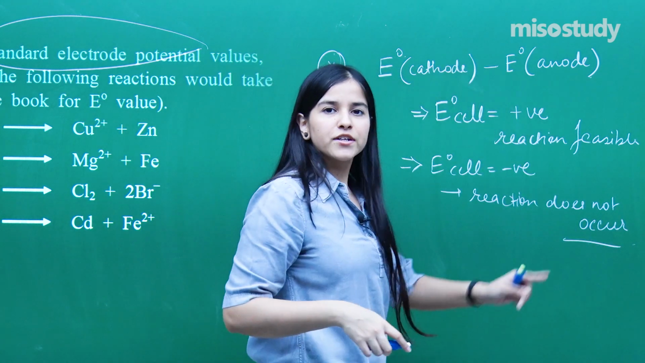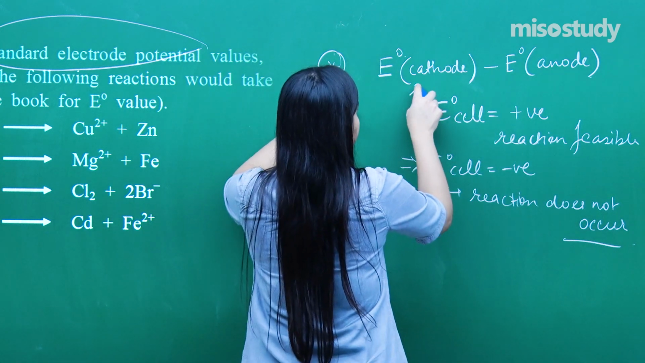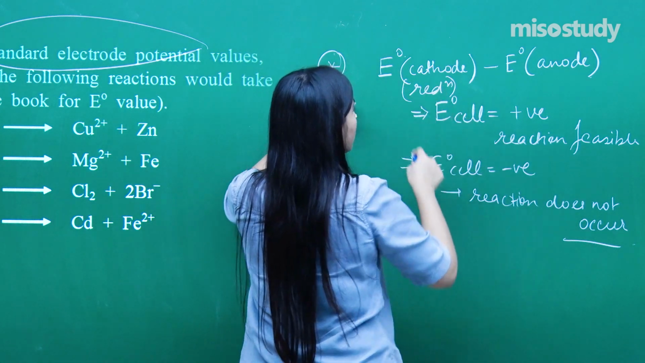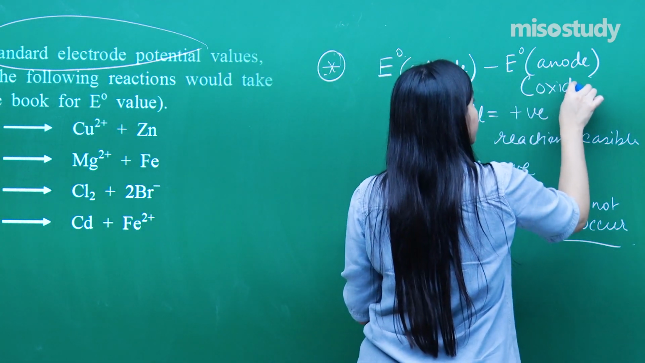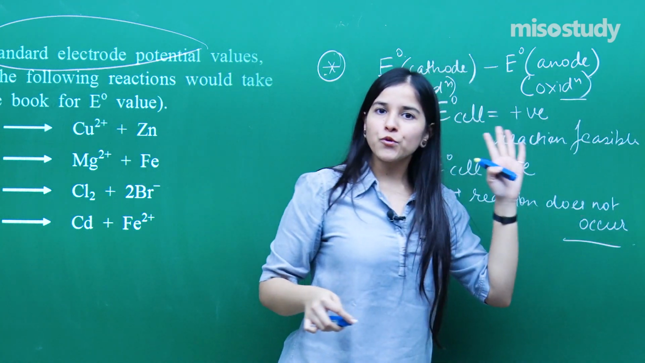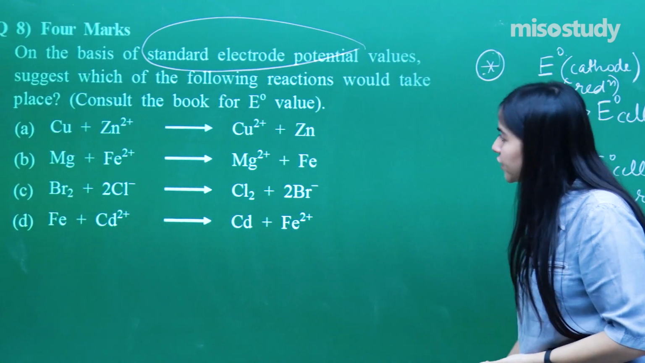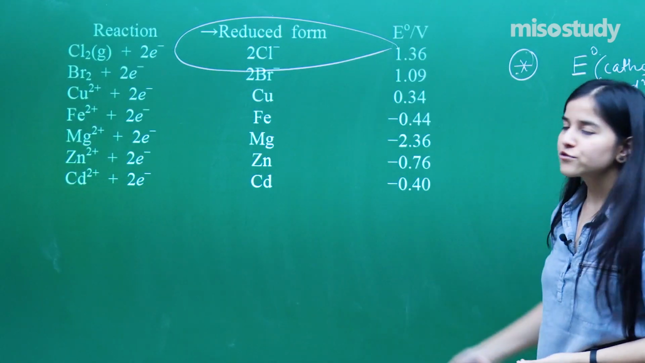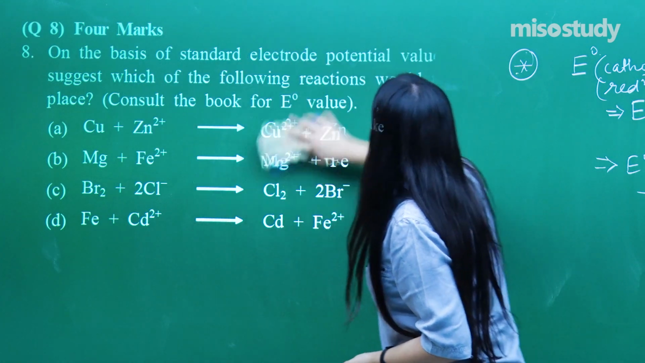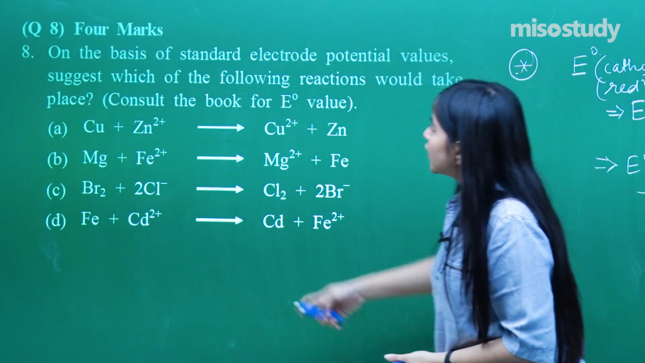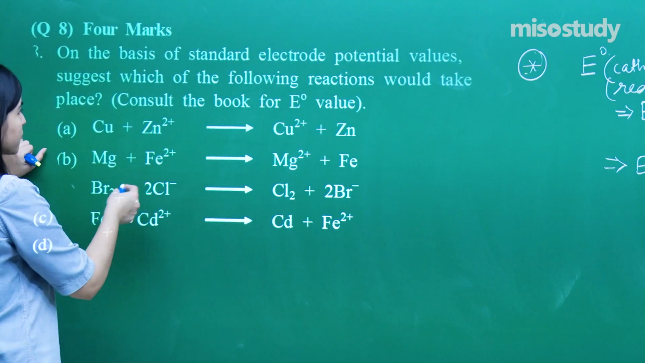Now, you must be wondering what the cathode and anode processes are. The cathode process will be the reduction process. You need to figure out what the reduction process going on in the reaction is, and the anode is the oxidation process. Simply put the values in and you will get the answer. Here are the equations given, and if you need the values, I've got the values for you as well. Let's now check it out with the very first one. Copper plus Zn2+. First of all, what is the oxidation and what is the reduction process?